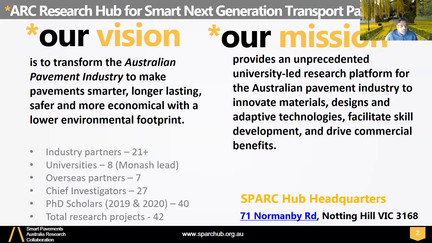Vision and mission is displayed here. In our hub, we have 21 plus industry partners led by ARRB, Austroads, and CIMIC Group. We also have 8 local universities led by Monash University, and we have 7 overseas partners, predominantly universities, and 27 chief investigators from those 8 universities as academics. Then we have 40 PhD scholars when the hub will be in full operation early next year. Currently, we have 22 research scholars, altogether 42 research hub projects. And we are located at 71 Normanby Road, Notting Hill, which is a rented space from CSIRO in Monash University.